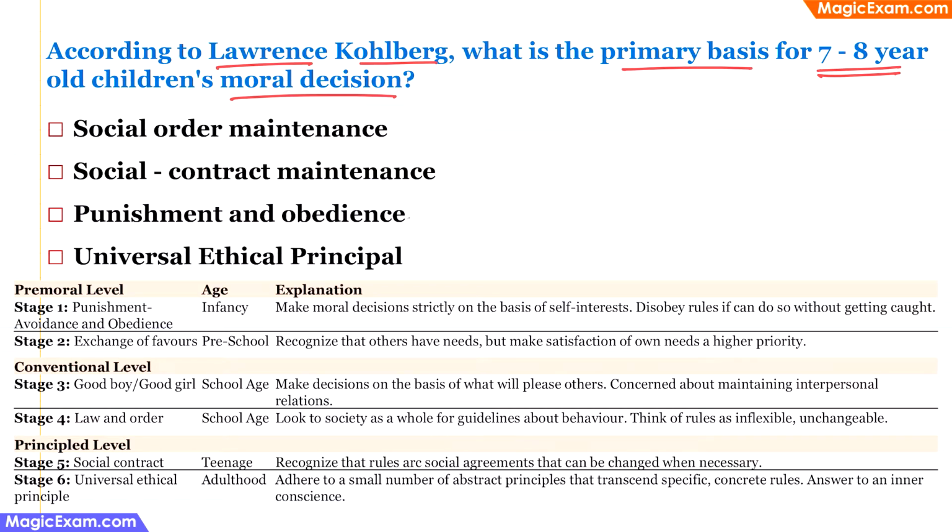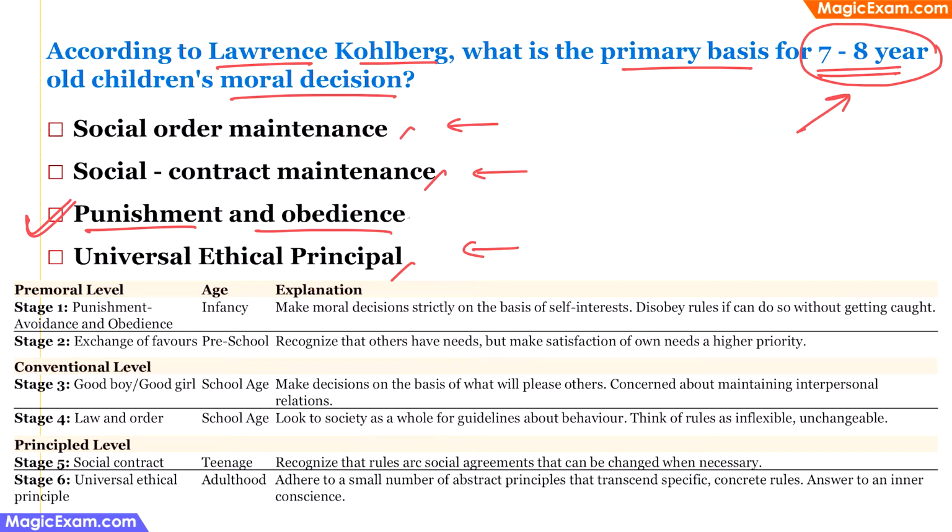So, is the child thinking about social order maintenance or social contract maintenance or universal ethical principle? Now we are talking about a 7 or 8-year-old child, a very young child. Right? So now these are all very complex issues, that is social order, social contract and universal ethical principle. At this age, that is at the age of 7 or 8 years, the child is thinking about punishment and obedience, right? Because the child is thinking, if I take the fruits from this tree, then I might be punished by the person who owns the tree, or I might be punished by my parents for stealing things. Therefore, the child is actually deciding on the basis of punishment and obedience. Therefore, this is the correct answer.